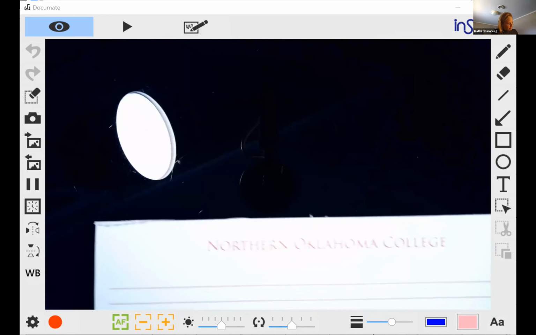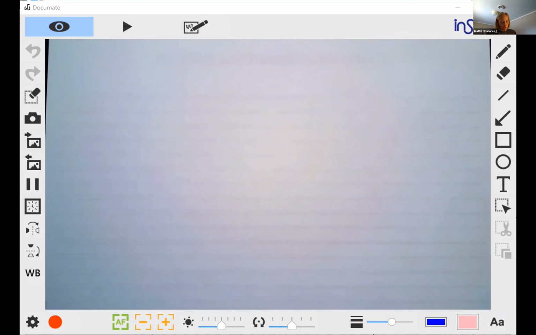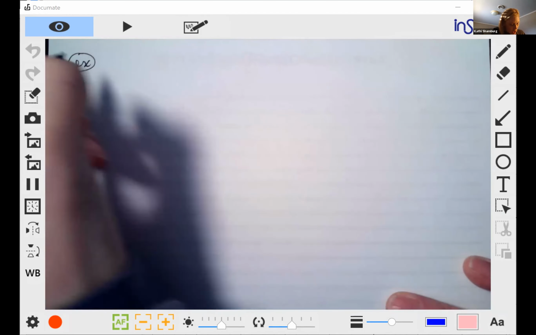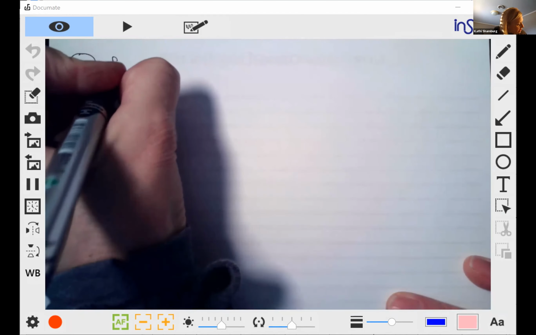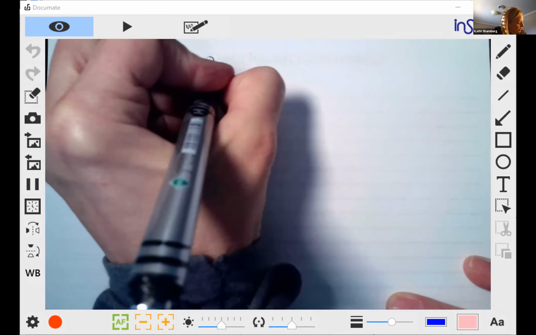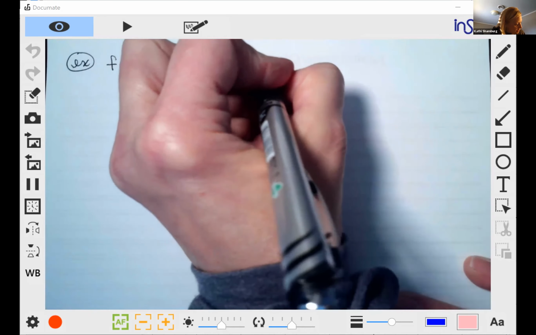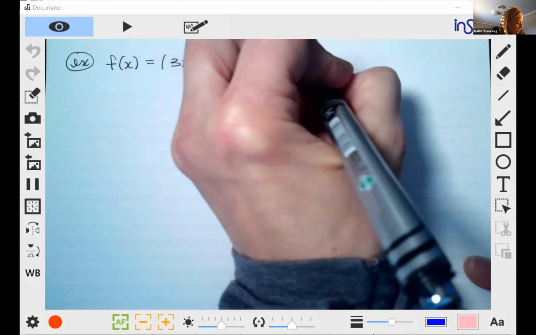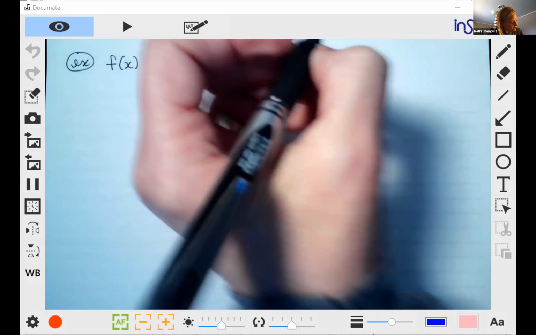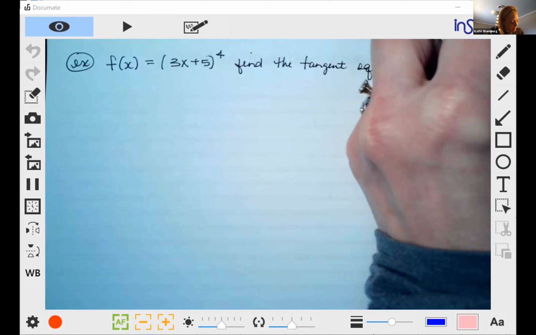Okay. So we are going to apply what we've learned, but we are going to also add to it something that we did earlier in chapter 2. So let's say you are given the function f of x equals 3x plus 5 raised to the 4th power, and you are asked to find the tangent equation at x equals -2.